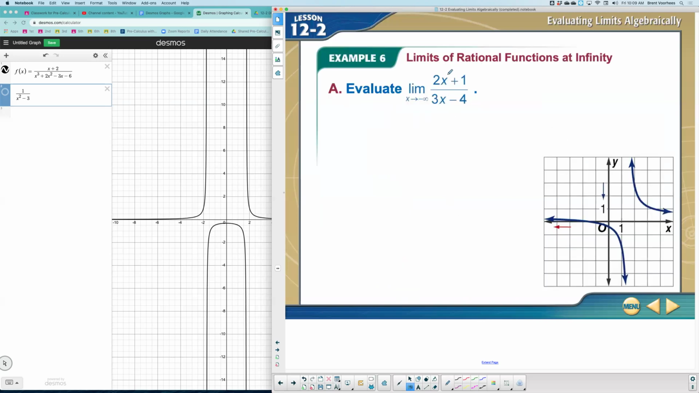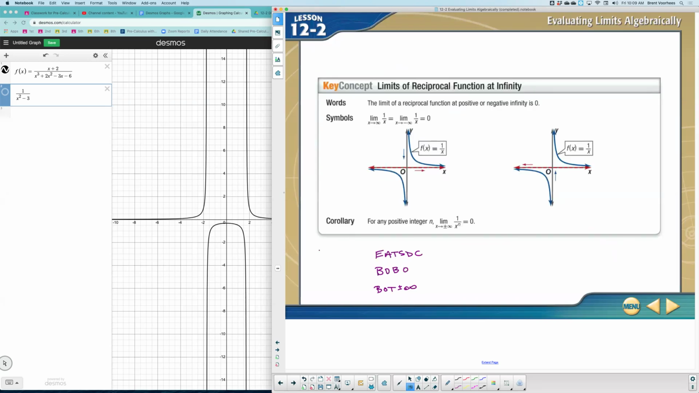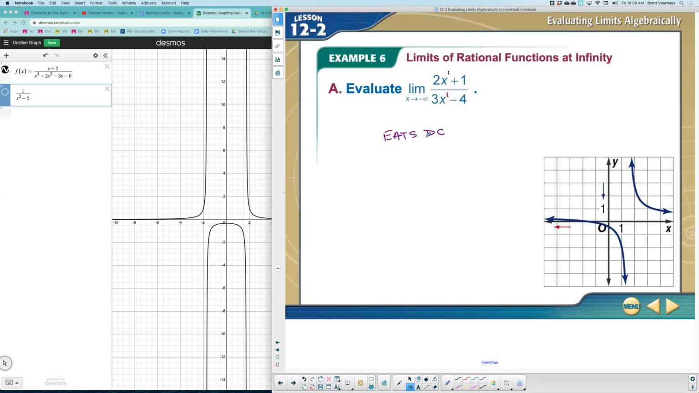So as I look at this one, the powers of this rational function are the same. The exponents are the same. So I will divide my coefficients. This was all in lesson 2.5. Let me write that in the notes. Lesson 2.5 here. So I'm going to divide my coefficients. So this limit here will be 2/3. The limit as x approaches negative infinity of 2x plus 1 divided by 3x minus 4 will equal 2/3.